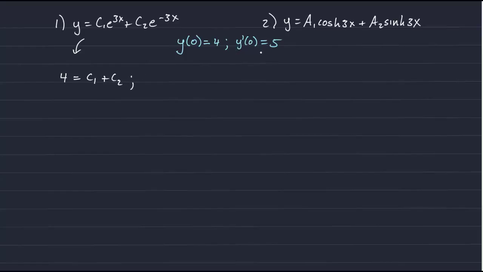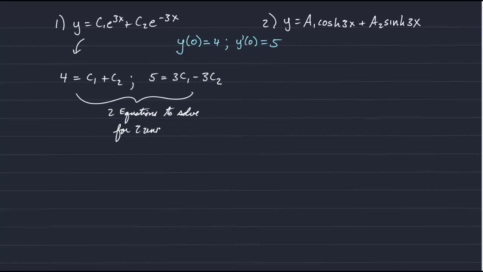And our second initial condition, if we take the derivative of this, we'll get 3 times c1 e to the 3x and minus 3 c2 e to the minus 3x. And if we evaluate that at x equals 0, we'll get 5 is equal to 3c1 minus 3c2. And so here we have two equations to solve for two unknown constants.